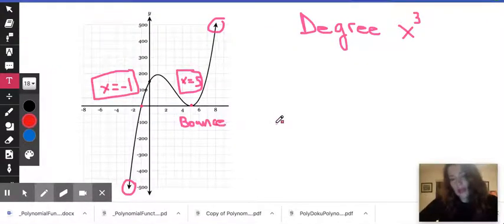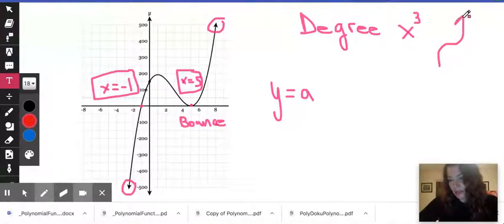So let's go ahead and write y equals some a value. Now, if you remember, a cubic function is some type of snake-like shape where from the left it goes up and then back up on the right, continuing upwards. So this tells me that the a value is going to be positive.